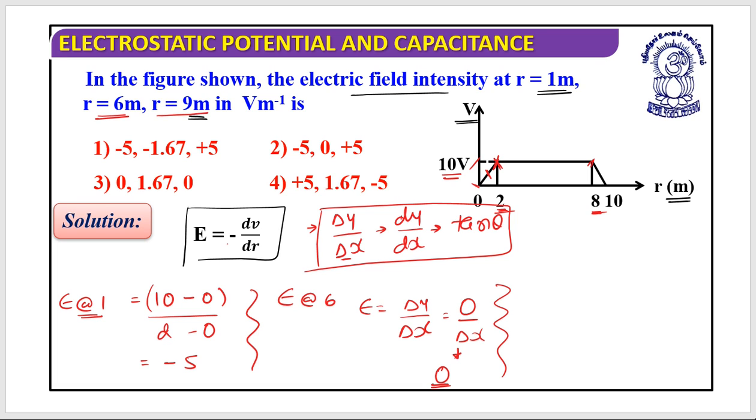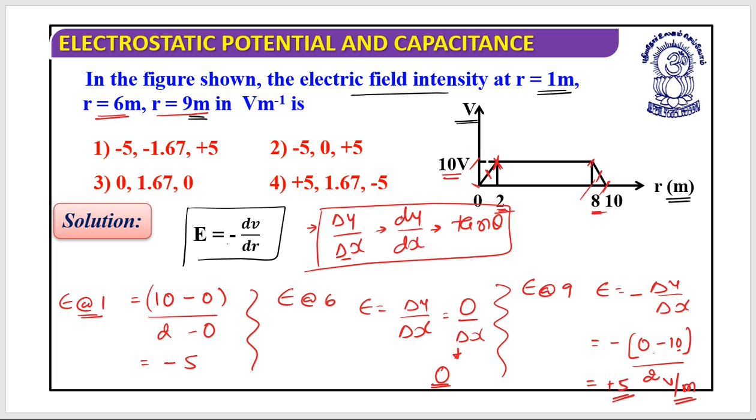Let's look at the next. It's r equals 9 meter. 9 meter will be available here somewhere. So this electric field at 9 is E equals minus dV by dx, which is minus delta y by delta x. This is 0, this is 10. So this is 0 minus 10, divided by delta x. This is 10, this is 8, so it's 2. So this is equal to minus of minus 10 by 2, which is plus 5 again.